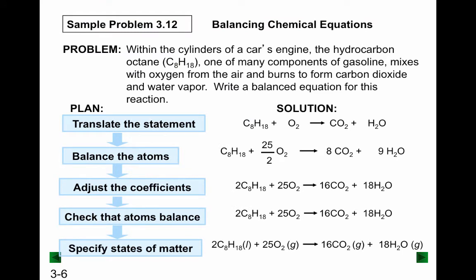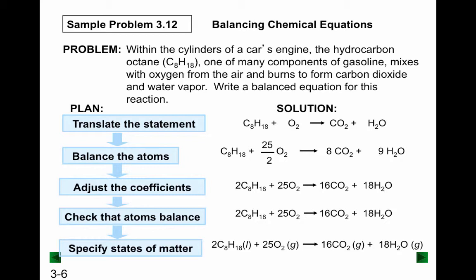In this sample problem, we are asked to come up with a balanced chemical equation for the following chemical statement. Octane, which has the chemical formula C8H18, one of the components of gasoline, is mixed with oxygen from the air and burns to form carbon dioxide and water. Step 1 is to translate the chemical statement into a chemical equation with a line in front of all the reactants and products where the coefficients will eventually go. So our chemical statement and our chemical equation can be seen here.